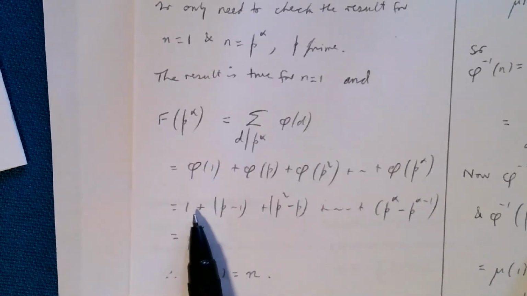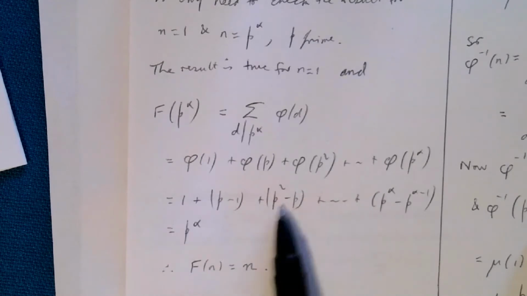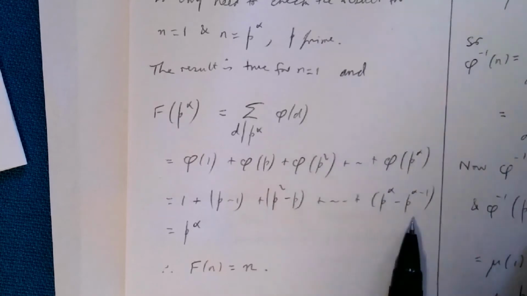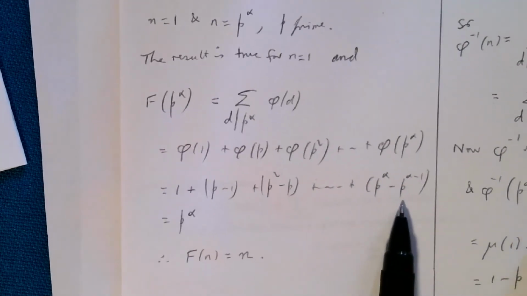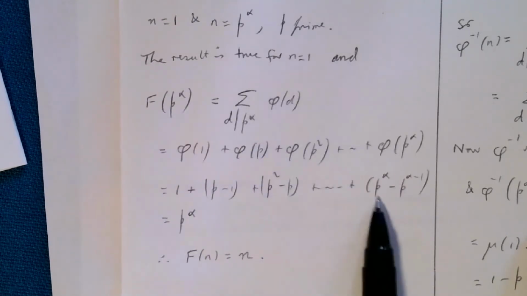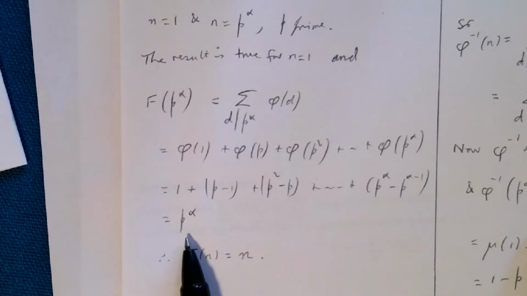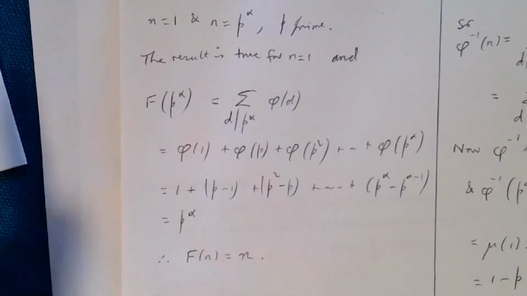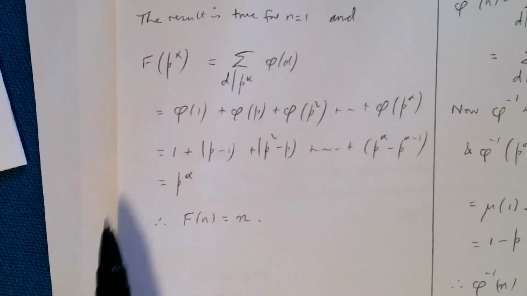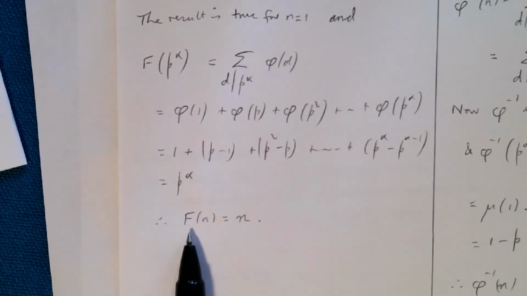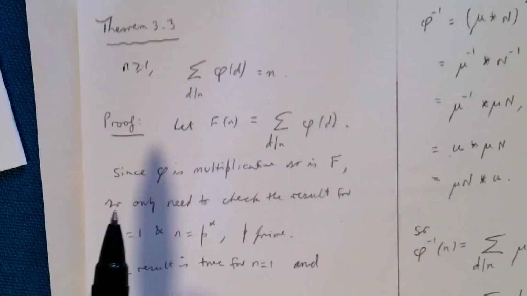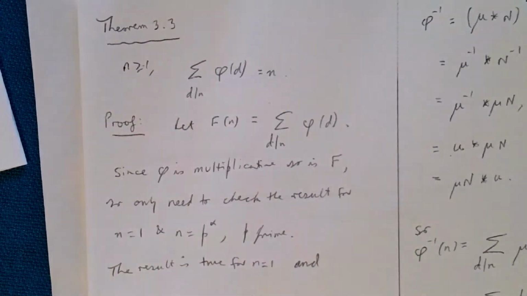So phi of 1 is 1, phi of p is p minus 1, phi of p squared is p squared minus p, and so on all the way up to p to the alpha minus p to the alpha minus 1, and then we look at that series for a second and realize it's a telescoping series, so all of the terms cancel out except for this one. That one survives, and so we get p to the alpha. So that now says that this capital F of p to the alpha is just p to the alpha itself, and that means then, because capital F is multiplicative, capital F of n is just equal to n, i.e. this sum that we started with is just equal to n.